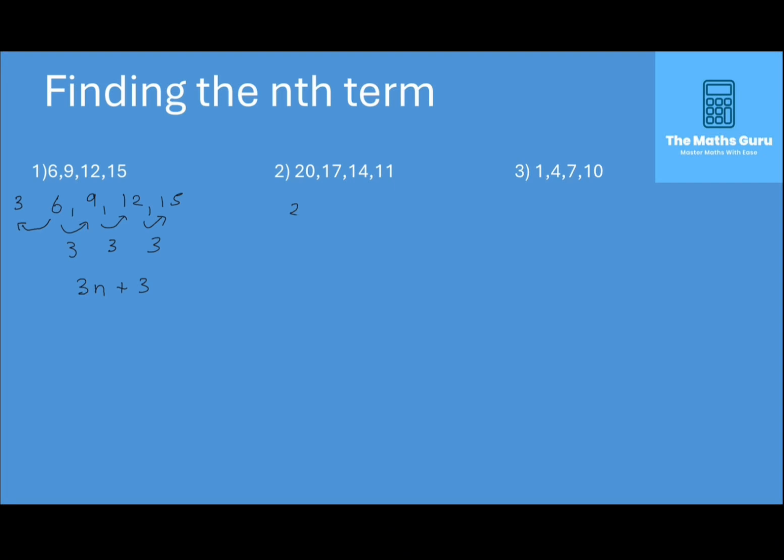Again, let's look at question 2: 20, 17, 14, and 11. From term to term, we are minusing 3, minusing 3, minusing 3. So the first part of our nth term is minus 3n. We're minusing 3 here, so we do the inverse, as we said before, and plus 3 to 20, and we get 23. So the nth term of this sequence is minus 3n plus 23.